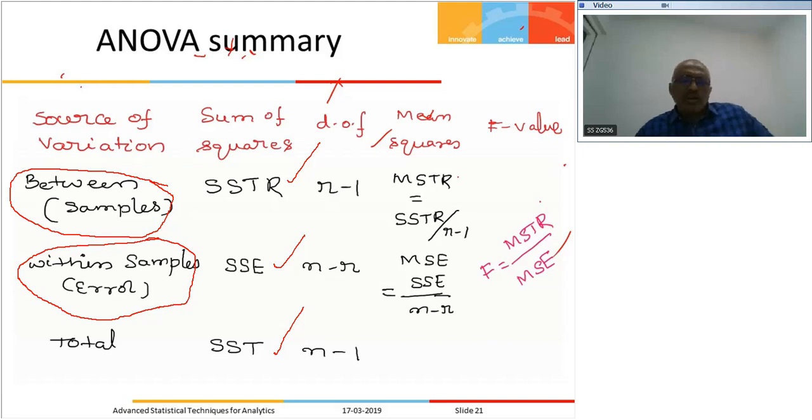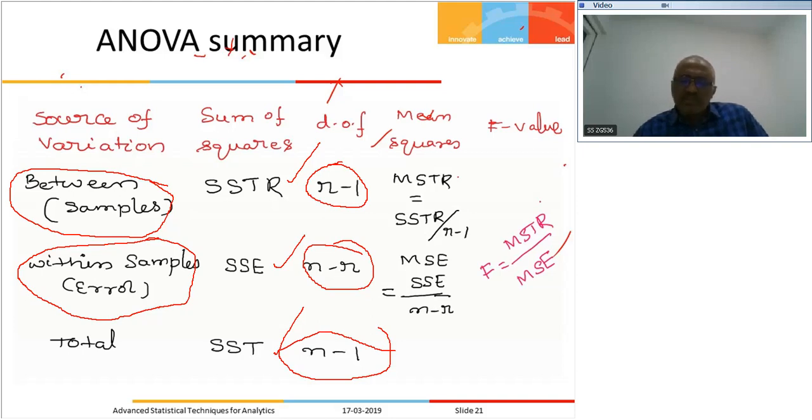Okay. So the corresponding degrees of freedom: r minus 1, where r is the number of groups, is the degrees of freedom corresponding to between groups, and n minus r, where n is the total number of observations and r is the number of groups, is the degrees of freedom for within groups, and the total degrees of freedom is n minus 1. So after the sum of squares we have to calculate mean squares, that is MSTR as well as MSE, just a formula-based approach. Once we have MSTR and MSE, we have to calculate the ratio here.